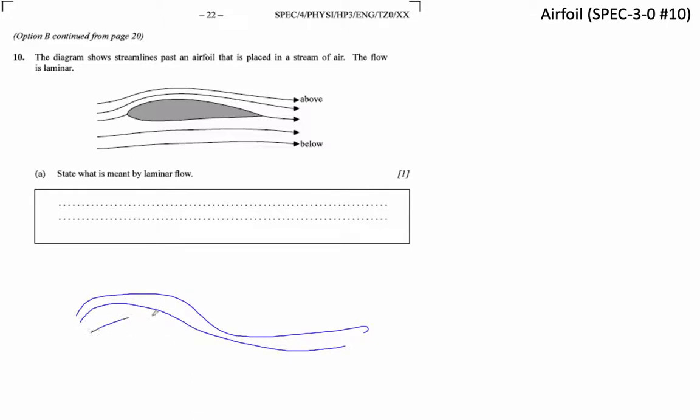The velocities are parallel to each other and constant, whereas turbulent flow is like you've got a barrier and it's like spinning around. It's very turbulent, yeah? Okay. So yeah, there we go. That's laminar, right?